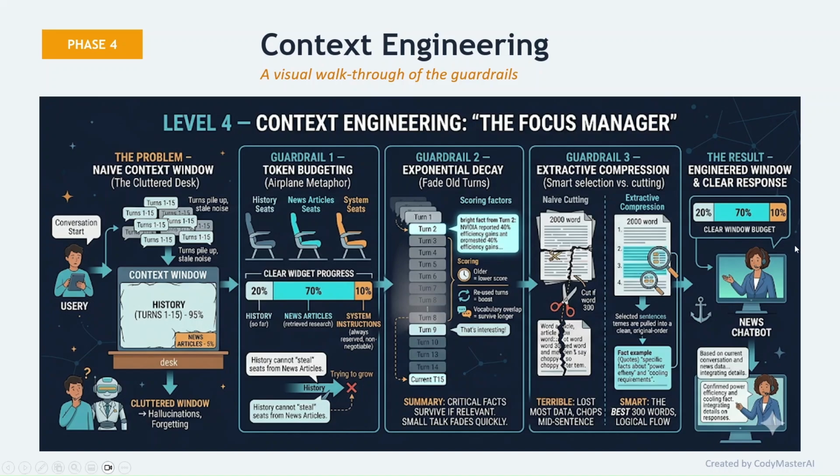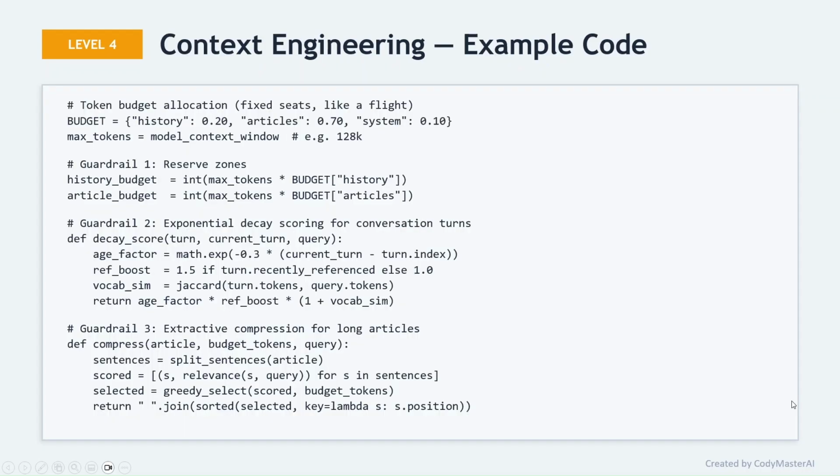These 3 guardrails collectively ensure the context being used by the LLM contains the most relevant information to the current user inquiry, so the model is less likely to hallucinate and produce nonsensical responses, even though the chat session has been going on for a long time. Now let's take a quick peek at how these guardrails can be implemented. We first set up a token budget allocation for history, new articles and system command with hypothetical weights used in the demo. We then create an exponential decay score for the historical conversation turns based on their age, their recent reference status, and how similar the vocabulary is compared to the current user inquiry. We also implement the extractive compression where the article is split into individual sentences. Each is scored for relevance to the current user query.